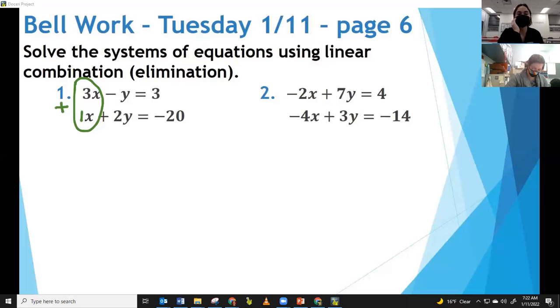Okay, so those don't cancel. So let's come over here and look at the y's. If I add those two together, will they cancel out? Give me a yes or a no, y or n in the chat. Negative y and 2y. If I add those two together, will they cancel? What do you guys think? Y or n? Yes or no?